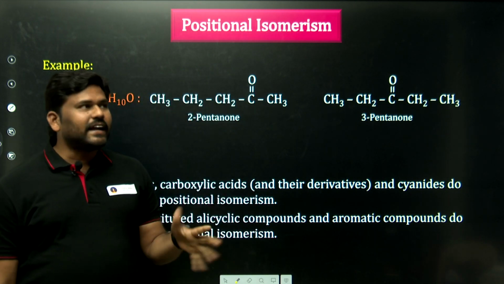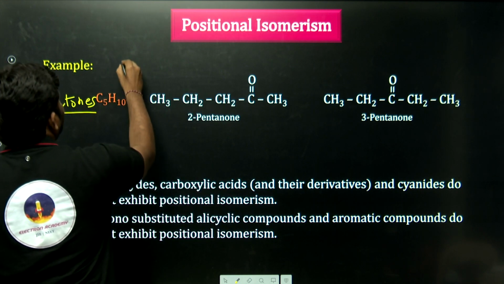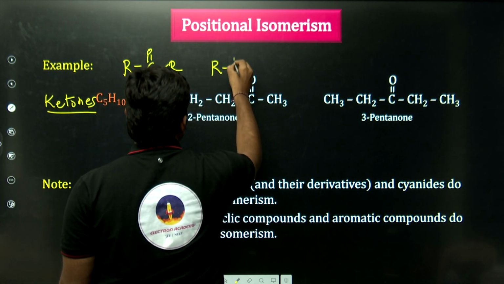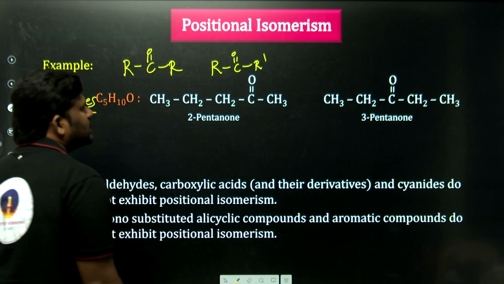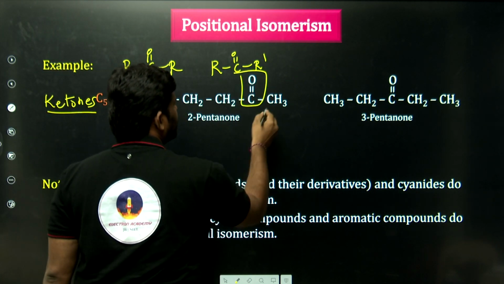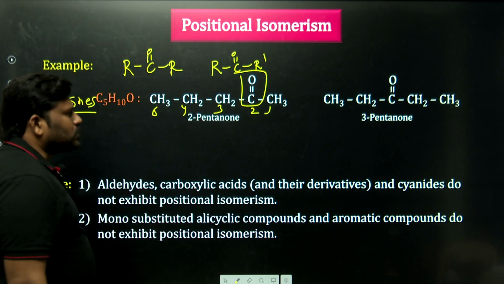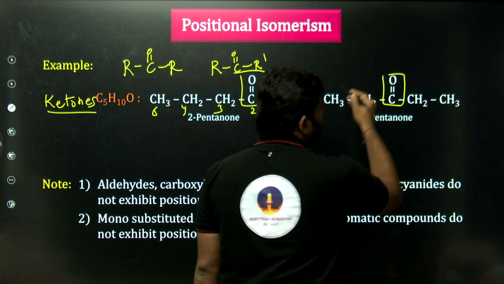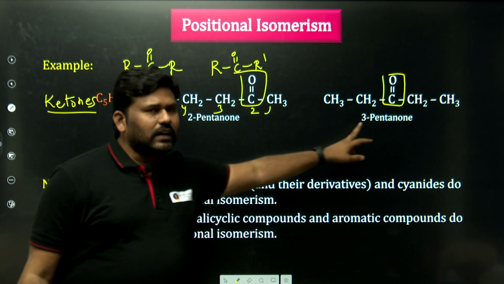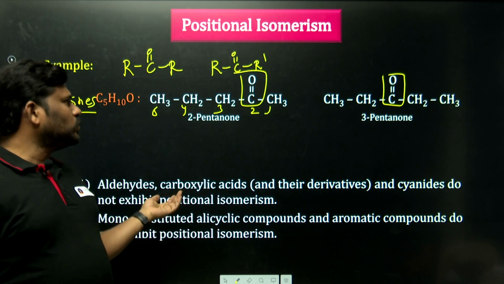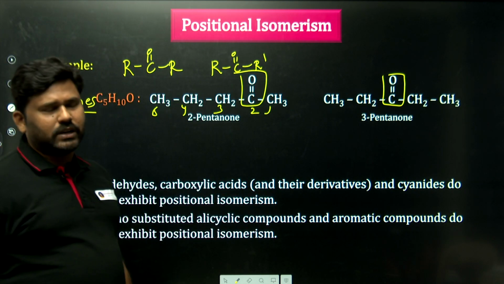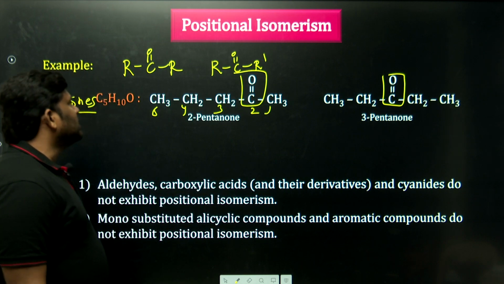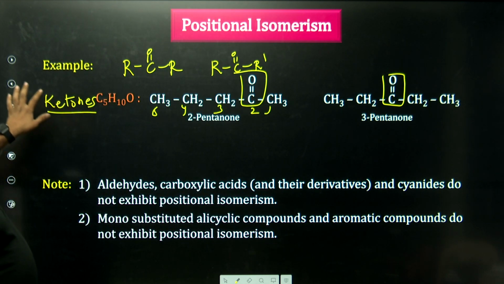What are ketones? The C double bond O group is there. The general formula is R-C=O-R, called symmetrical ketones, and R-C=O-R' is called unsymmetrical ketones. Now, taking 5 carbons, 1, 2, 3, 4, 5, with C double bond O at the second position it is 2-pentanone, and at the third position it is 3-pentanone. What isomers are these? With simple numbering 2, 3, it is positional isomerism. Here the functional group is at the second position, there at the third, with the same molecular formula. These are called positional isomers.